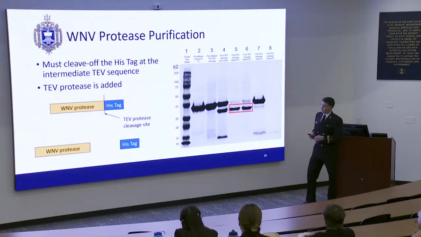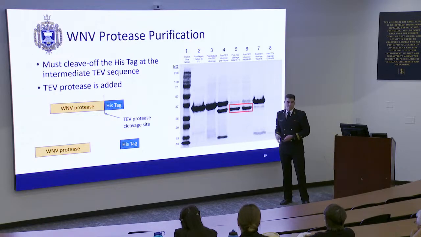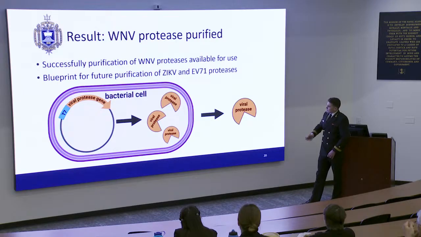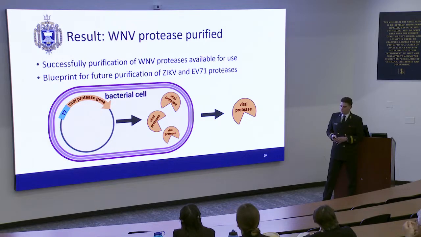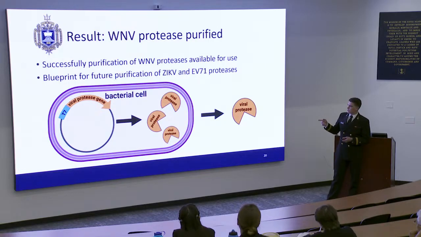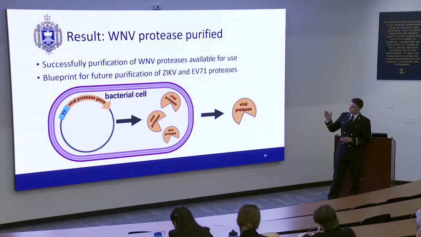And then we send it through the column again, this time letting the West Nile virus protease go through and the His tag being captured by the column. And we see the purified West Nile virus protease. So at this point, we have successfully purified the West Nile virus protease, and hypothetically, it should be available for use in cleavage investigations. Additionally, although we haven't purified the Zika virus and enterovirus viral proteases, this process that we went through and trial and errored and figured out should hopefully be a blueprint for purifying the other viral proteases.